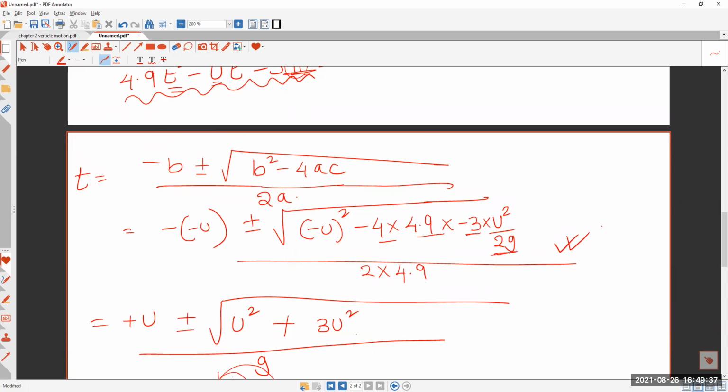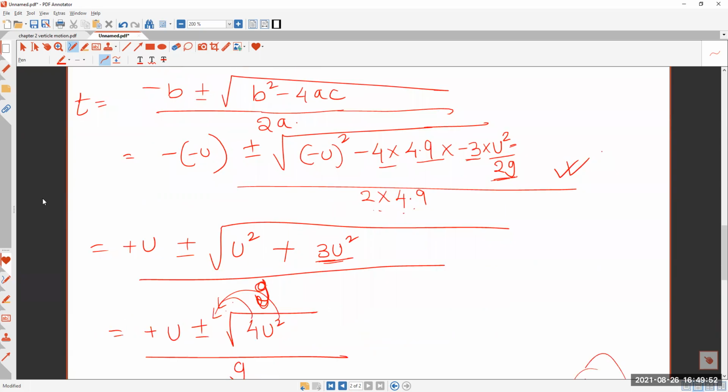When I enter it in the calculator, I get 3. And I have a u square here, so I wrote 3u square, divided by 2 into 4.9. 2 into 4.9 is 9.8, therefore instead of writing 9.8, I wrote g over here. Writing 9.8 or g, they are both the same anyway.